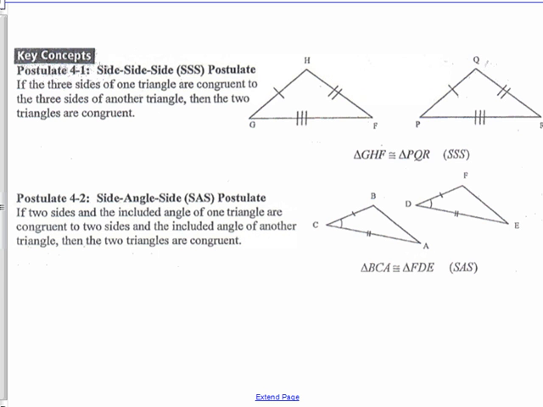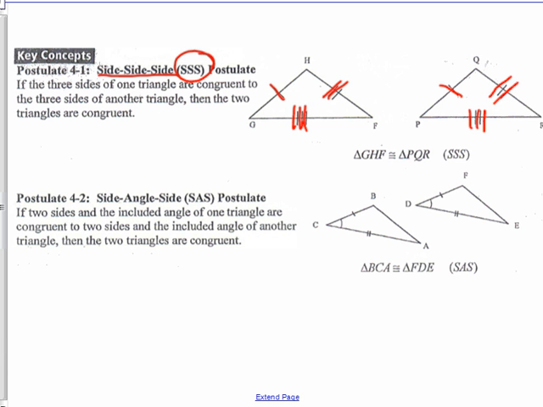If you look at this first diagram, these two sides of these two triangles are congruent. These two sides are congruent, and these two sides are congruent. If you have two triangles that are congruent by all three sides, you say they are congruent by side, side, side. The abbreviation is SSS.